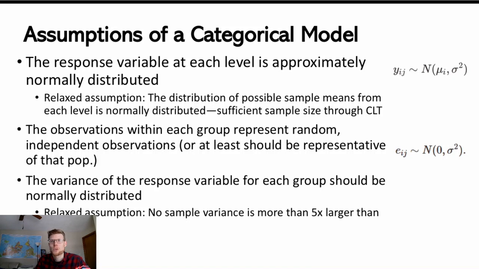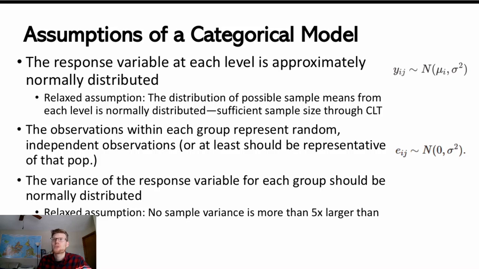You might see that in an exercise on the homework, but just keep in mind that the strict assumption is that the group distributions are already normal. The relaxed assumption is that I have enough observations such that the central limit theorem will apply and my sampling distributions of each will be normally distributed.